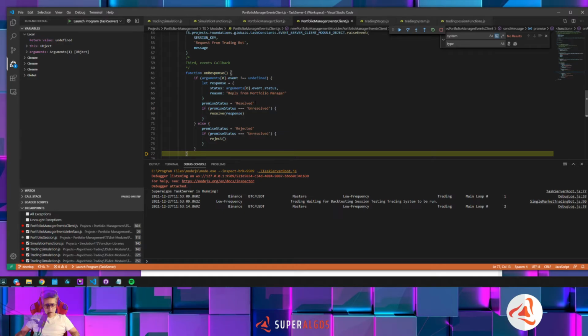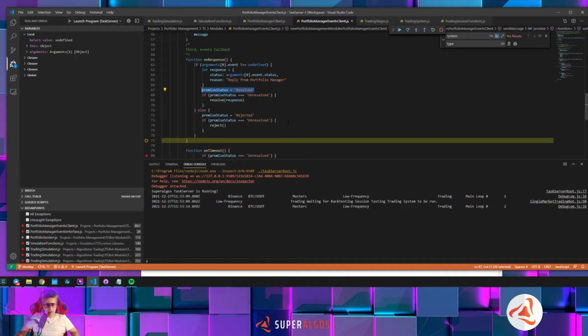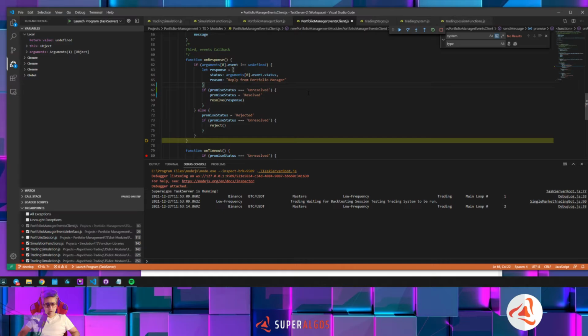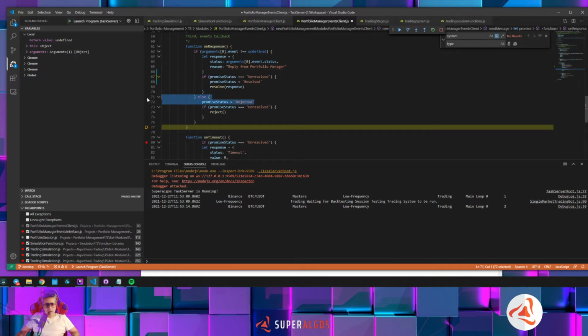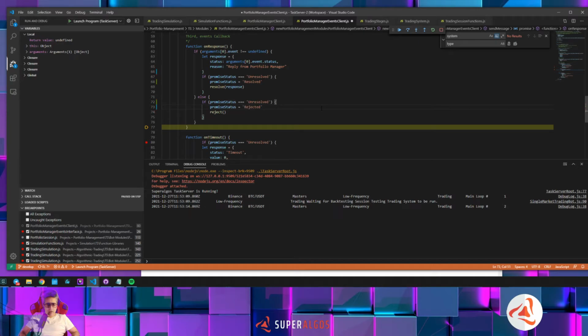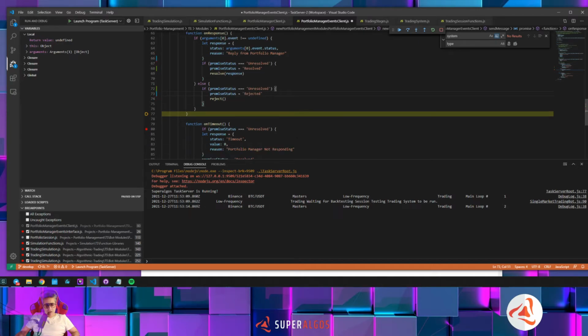This should be inside here. See, if the promise is unresolved, then we mark it as resolved and we resolve it. If the promise is unresolved, we mark it as rejected and we reject it. Okay, but anyway, so how this continues.